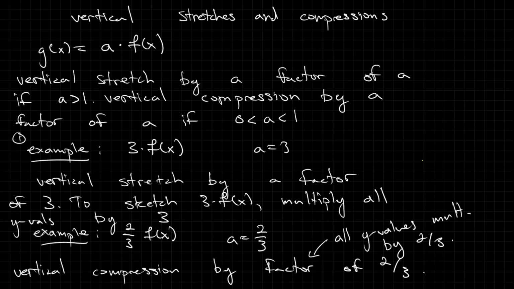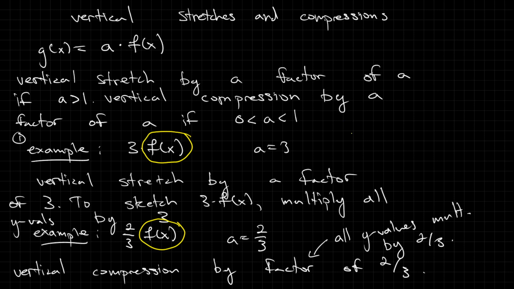Now the reason why we are multiplying all the y values is very similar to the reasoning behind why we were adding and subtracting to the y value when we did shifts. We have outputs here. f of x is a y value, and we're multiplying the y value by a number. In the first example, 3. In the second example, we're multiplying by 2/3.